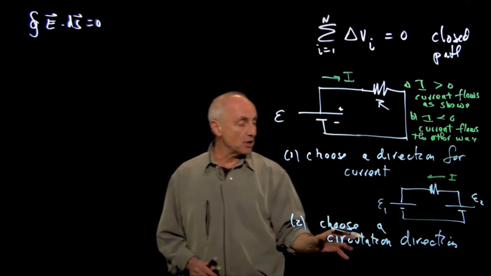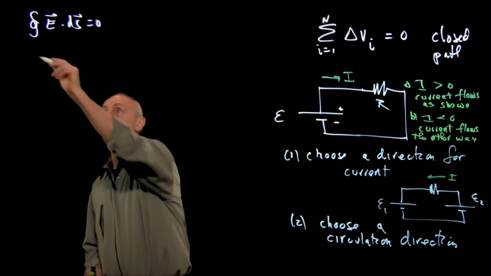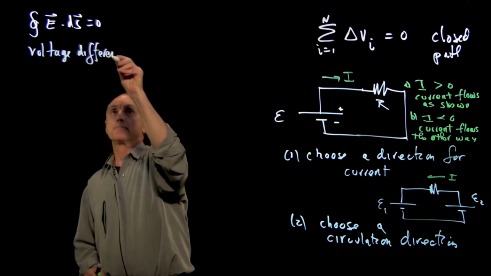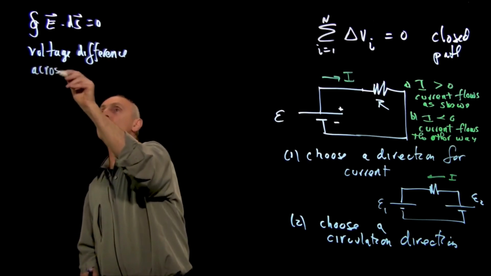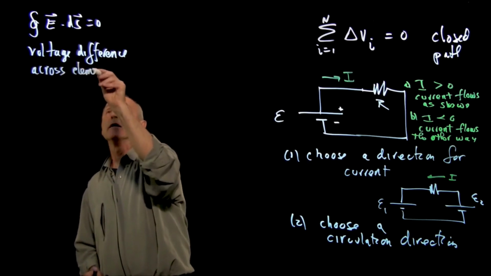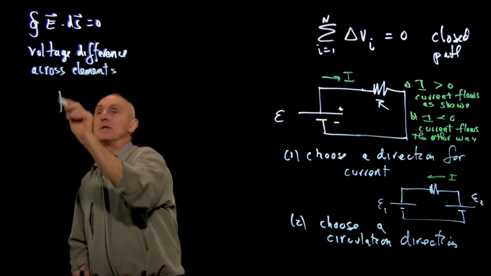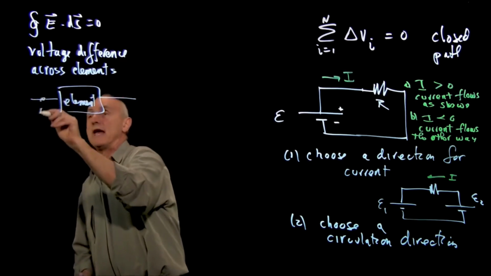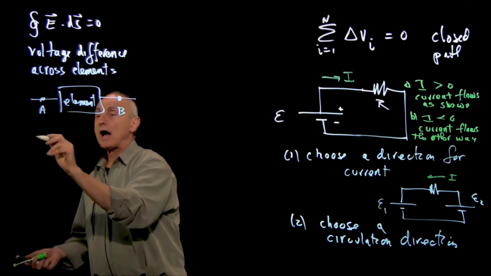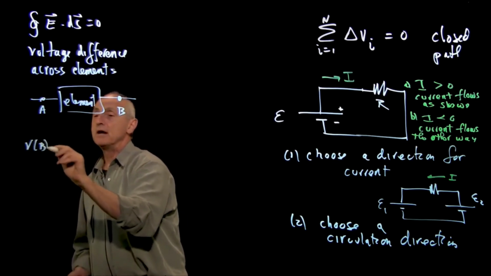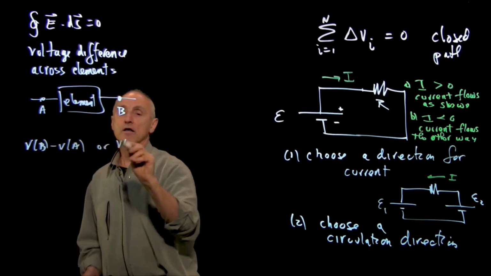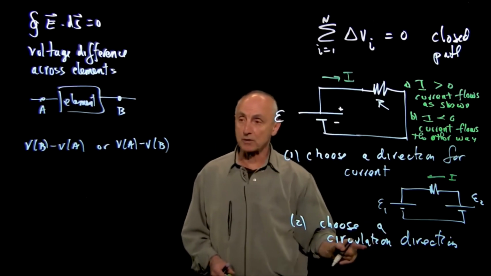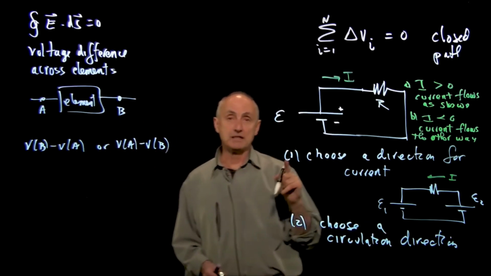Now, what we want to do is talk about voltage differences across elements. And in order to define what we mean by the voltage difference, let's take an element here, and let's say here's a point A and here's a point B. How do we define it, do we mean VB minus VA or VA minus VB? That's the ambiguity. Now, choosing a circulation direction will enable us to have a definitive direction.